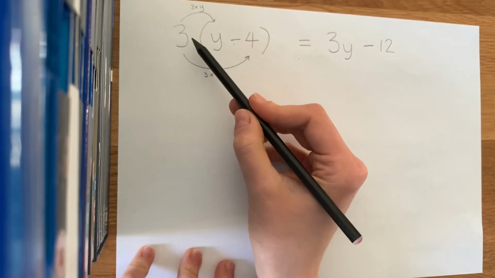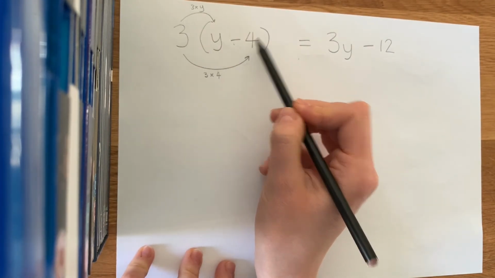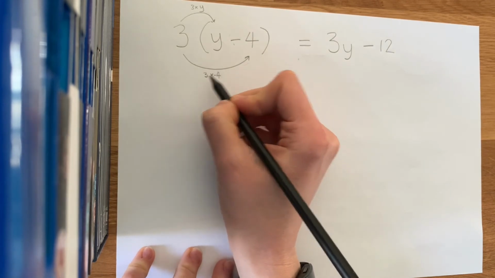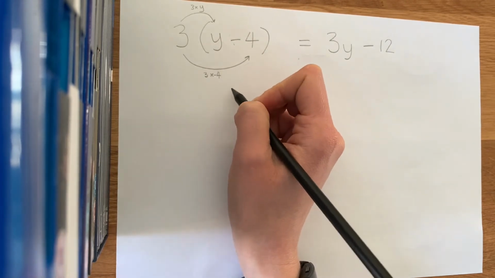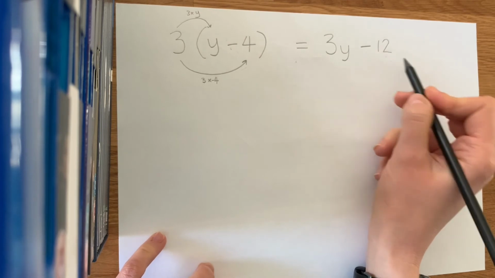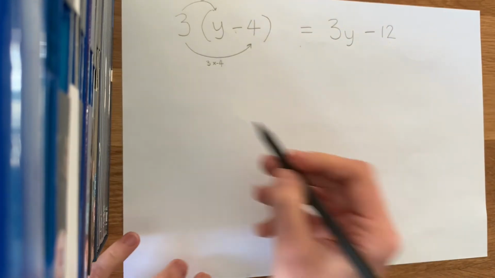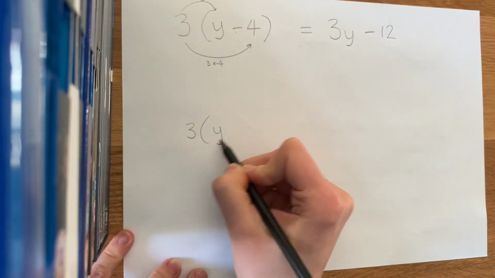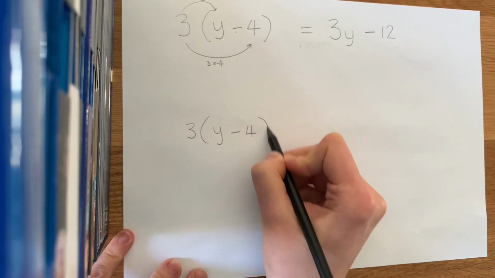Now what we're actually doing here is 3 times minus 4, and 3 times negative 4 would take us down into negative numbers, which is why our answer would be negative 12, or minus 12. And so that would be your answer there. Let me just show you that again using the grid method.